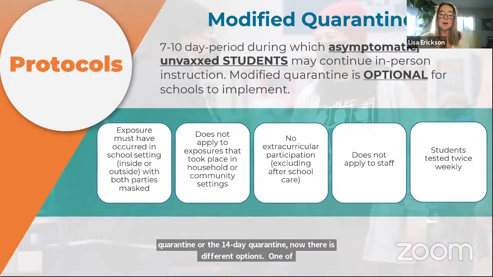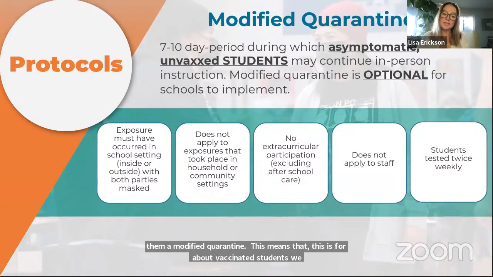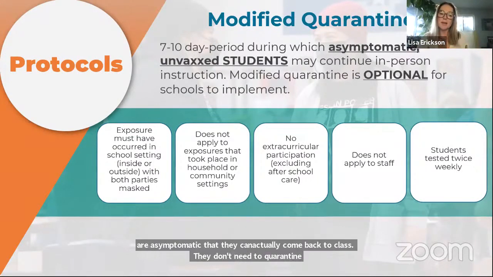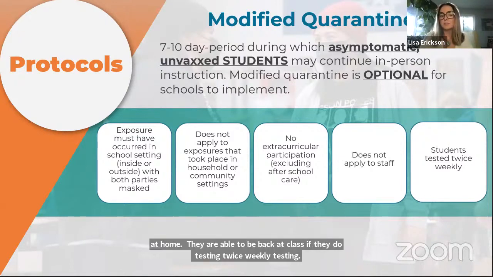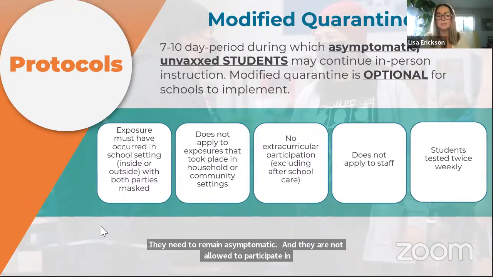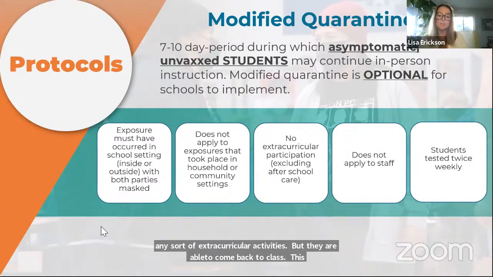And this means that this is for unvaccinated students who are asymptomatic, that they can actually come back to class. So they don't need to quarantine at home. They're able to be back at class if they do twice weekly testing. They need to remain asymptomatic, and they are not allowed to participate in any sort of extracurricular activities, but they are able to come back to class. So this is a quarantine option that a lot of schools are trying to implement in districts.